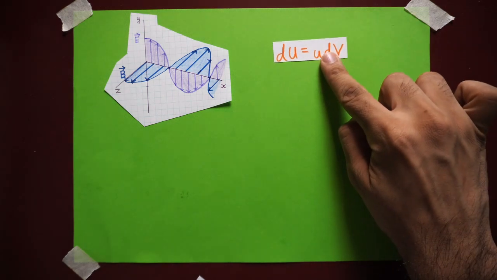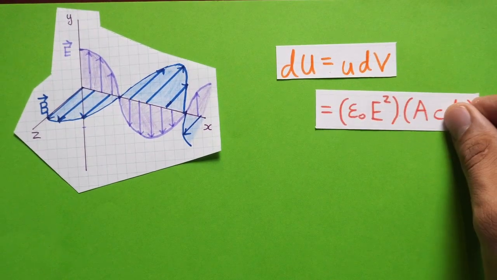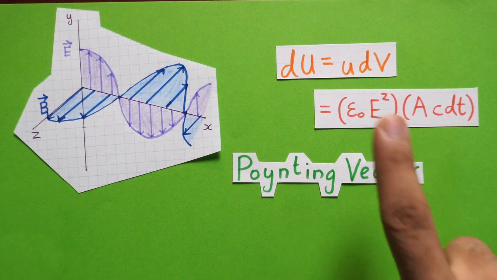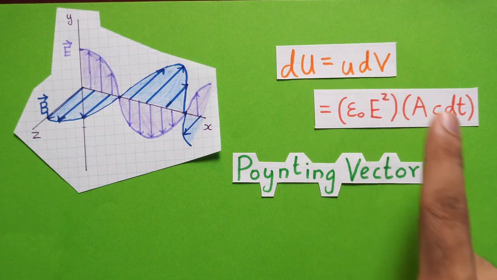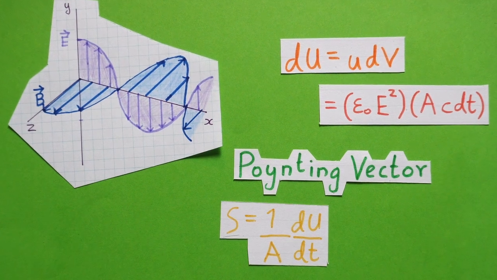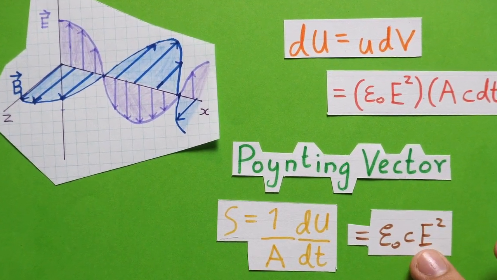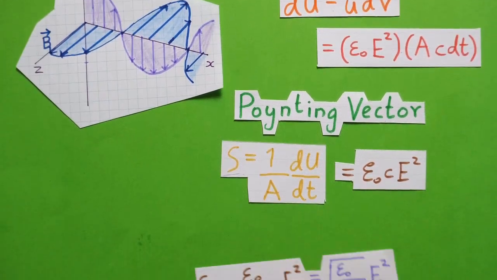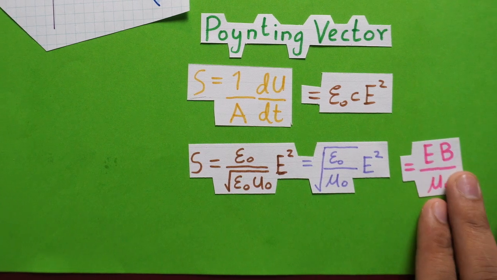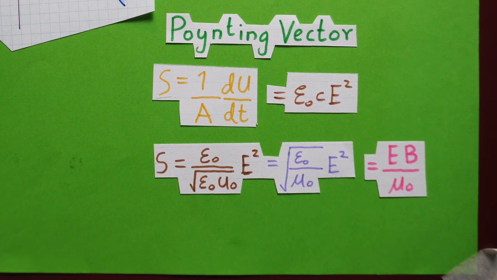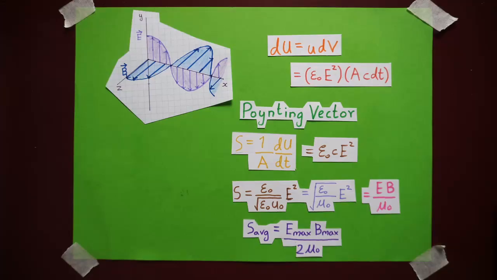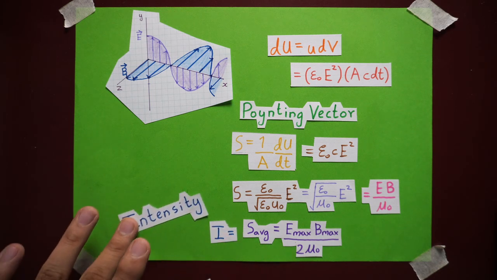But we're concerned with the change in energy density, which is given by this equation. This helps us find the Poynting vector, which is the rate of energy flow per unit area. The Poynting vector is given by this equation, which upon simplifying is going to give you this equation from the above equation. Other forms of the Poynting vector equation are these, which is also equal to EB over mu naught. The average value of the Poynting vector is the highest value divided by 2. This is also known as the intensity, which is I.